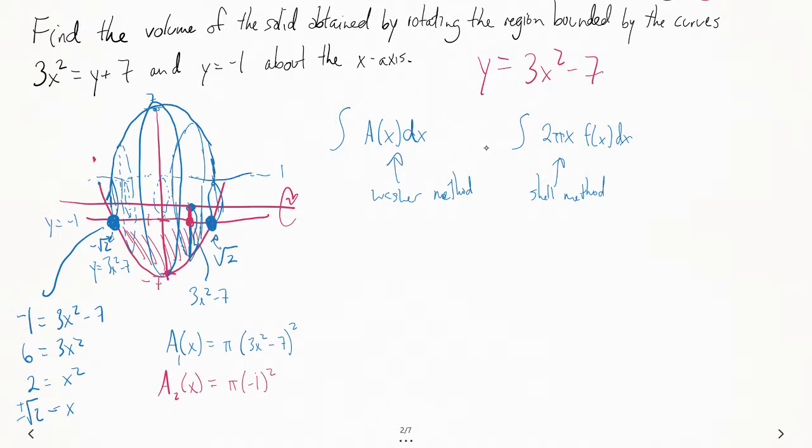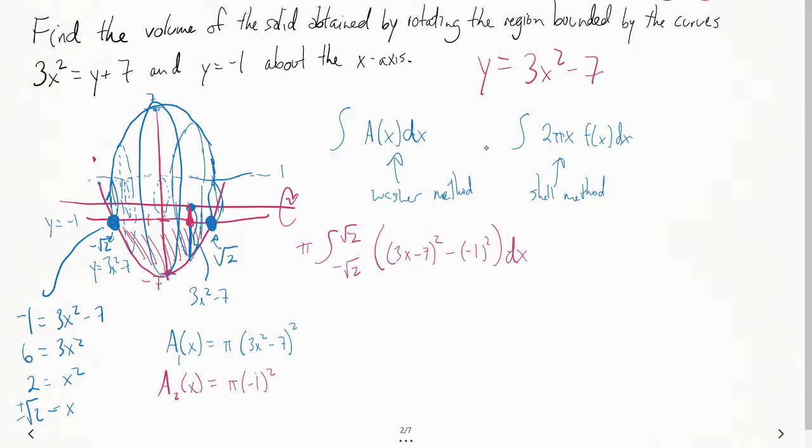Okay, so keeping that in mind, we're pretty much ready to go. You go negative square root of 2 to positive square root of 2. And now we can pull out the pi since it's in both terms, but we can take the 3x minus 7, the quantity squared, and subtract off the negative 1, the quantity squared. And then we'll take dx. So this is using the washer method.